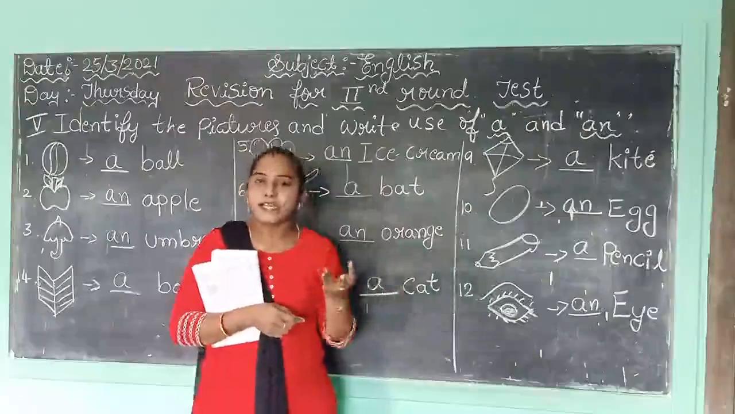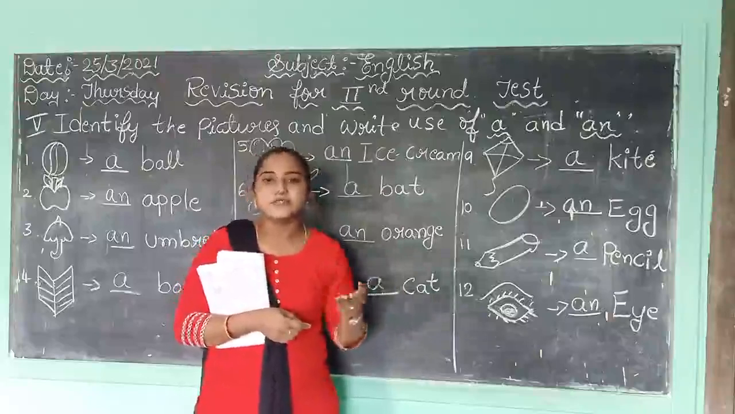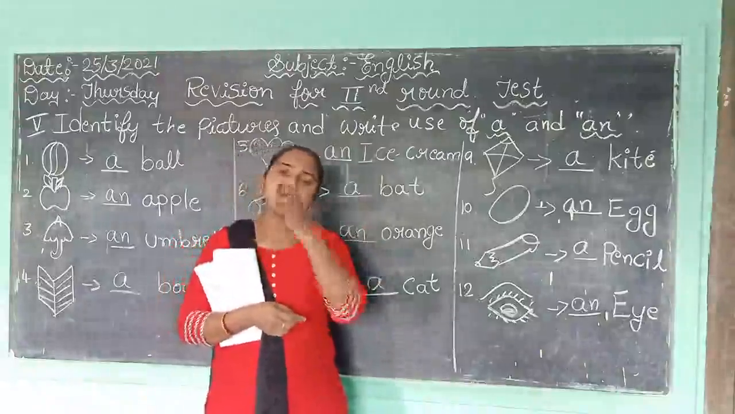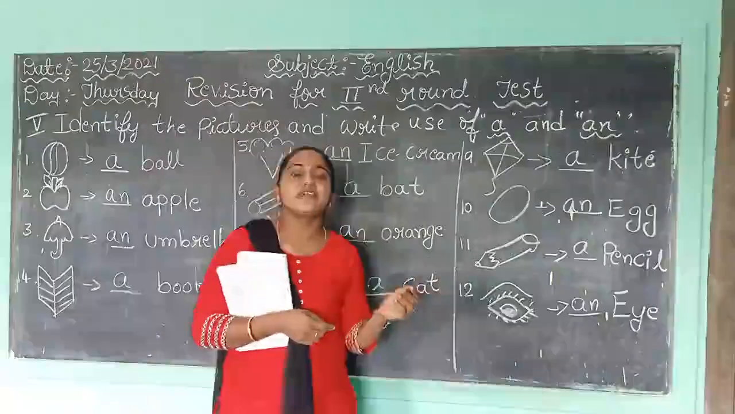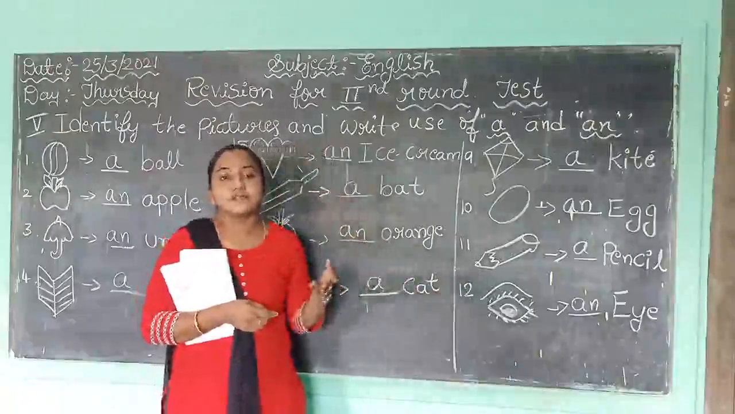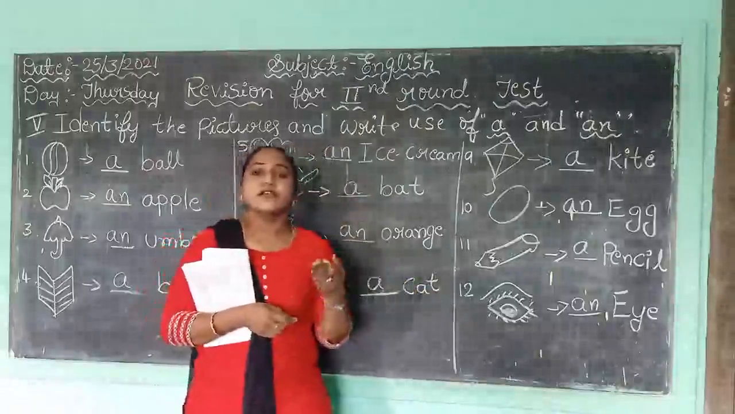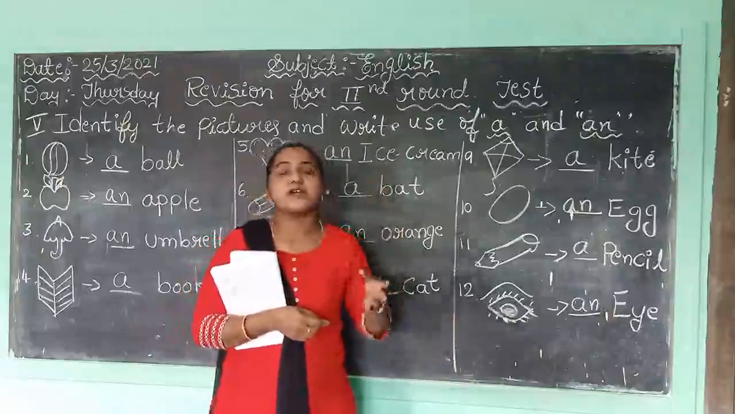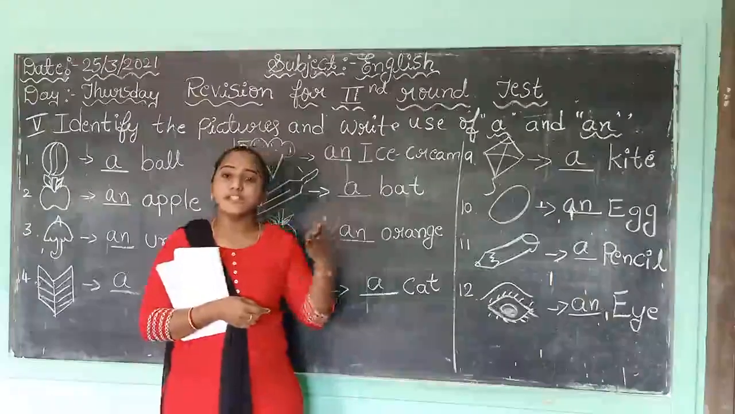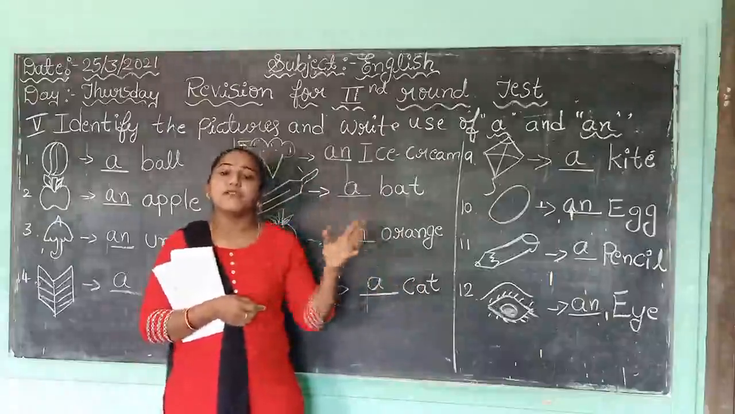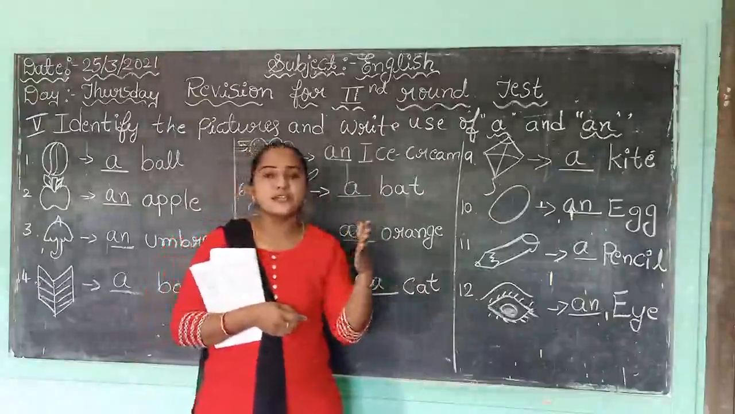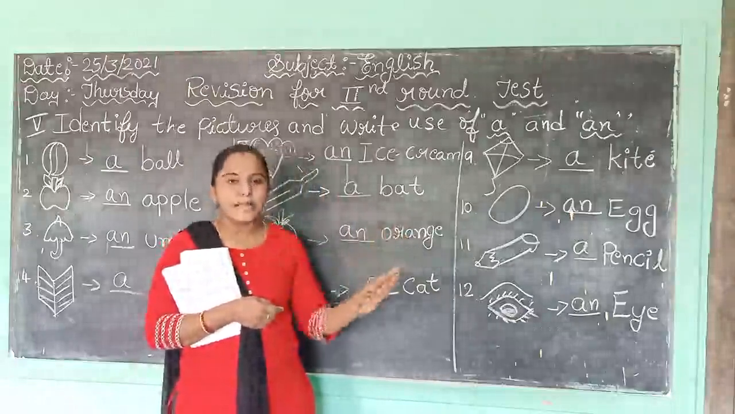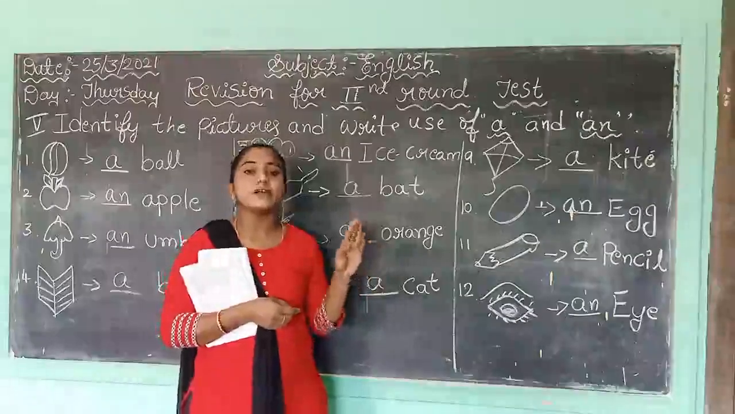Next, U. U: umbrella, uncle, ukulele, for example, more examples. Okay, U is also a vowel sound letter. So, we must use an before that vowel sound letter. Okay. Then the rest of the letters are consonants: B, C, D, F, G, H, K, L, M, N, P, Q, R, S, T, V, W, X, Y, Z. These are all consonant letters. Okay. When the words begin with a vowel sound letter, we use an article an. When the words begin with a consonant letter, we use A before it. Then we read: a pencil, a bat, a kite, a lemon, a tiger, like this.